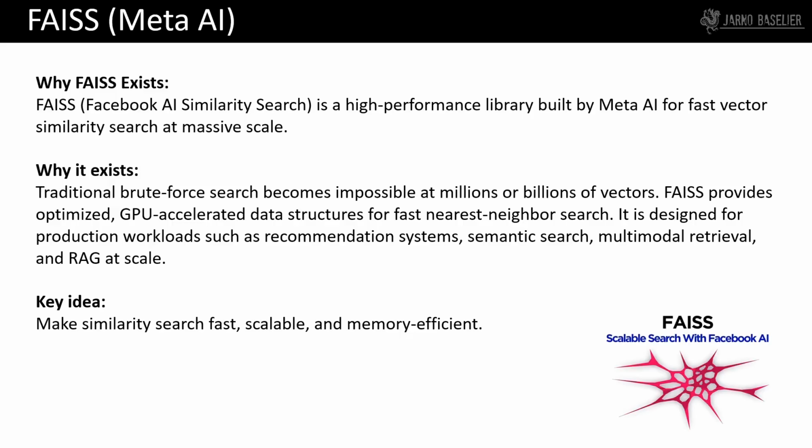Why FAISS exists? Well, FAISS is Facebook AI Similarity Search, and this is a high-performance library built by Meta AI for fast vector similarity search at massive scale. And this exists because traditional brute force search becomes impossible at millions or billions of vectors, and FAISS provides optimized GPU-accelerated data structures for fast nearest neighbor search. It is designed for production workloads such as recommendation systems, semantic search, multi-model retrieval, and RAG at scale. The key idea of FAISS is to make similarity search fast, scalable, and memory efficient.